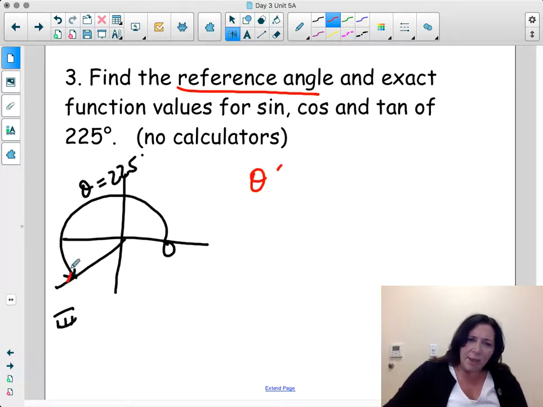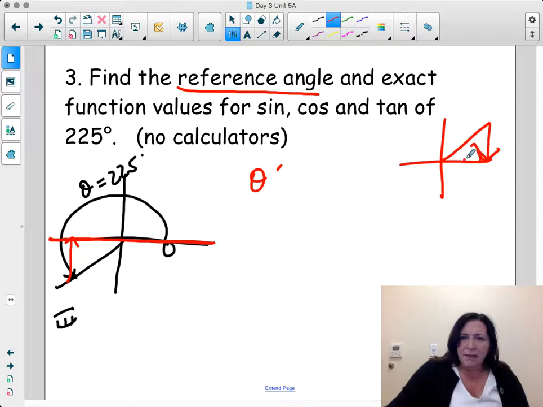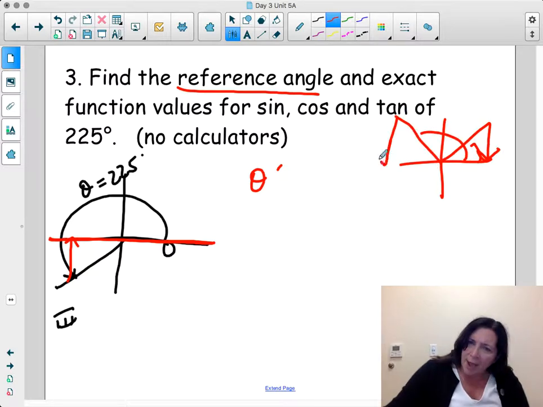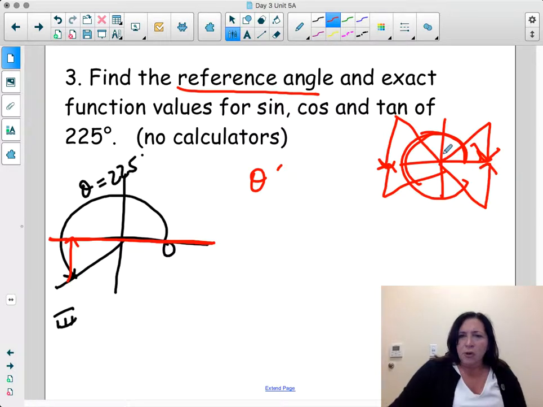How do I get back home? Home is my x-axis. This is where your reference angles will always go back to the x-axis. What I mean by that is if I draw an angle and I'm in the first quadrant, I'm going back to the x-axis. If I'm in the second quadrant, I go back to the x-axis. If I'm in the third or fourth quadrant, I'm always going to go back to the x-axis. Your reference angles are all these little angles right in here. That's what they are, those little angles.